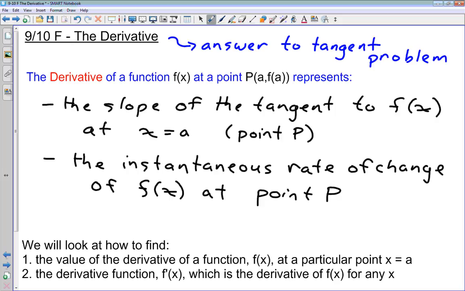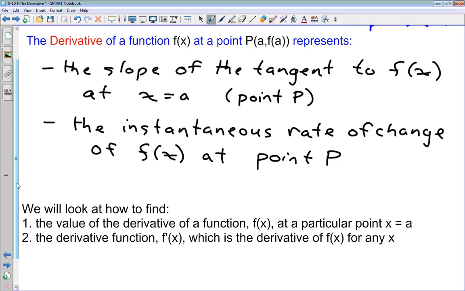So our function doesn't necessarily have the same rate of change everywhere. We're looking for the rate of change or the slope of the tangent at a particular point. And as I said before, we're going to look at two things in this lesson. We will look at how to find the value of the derivative of a function, so the slope of the tangent or the instantaneous rate of change, at a particular point if we have a particular point that we are interested in, some value in here for a, where a is just some number.